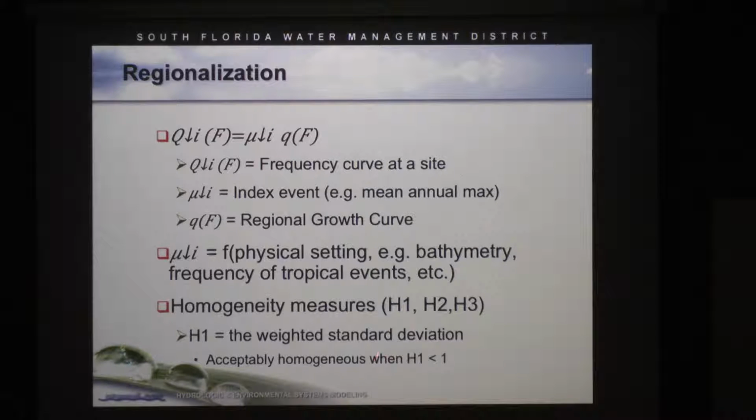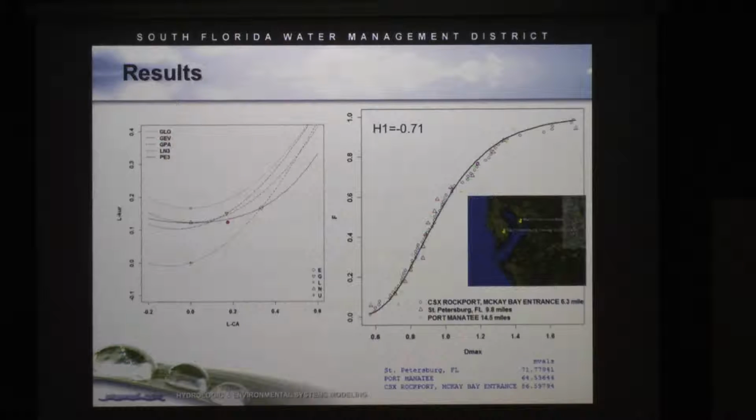And then there are homogeneity measures like H1, H2, H3. H1 is like a weighted standard deviation. So if I pick 5 gauges, based on the value of H1, I can say these are generally homogeneous. If H1 is too large, then it's really not homogeneous. So you have a measure for checking the homogeneity.